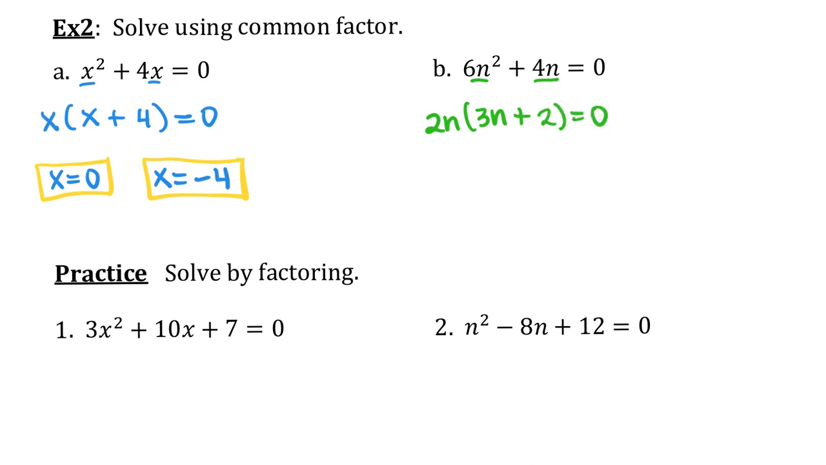2n equals 0. If I divide by 2, I still get 0. And for my second answer, I'm going to minus 2 divide 3. So n equals 0 and n equals negative 2/3. Okay, now also if you had only taken out the n here, this would have been 6n plus 4. I would have gotten minus 4 over 6, and when I simplify it, I would have gotten the same answer.